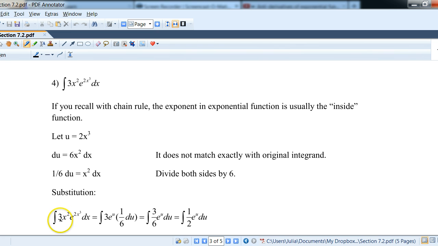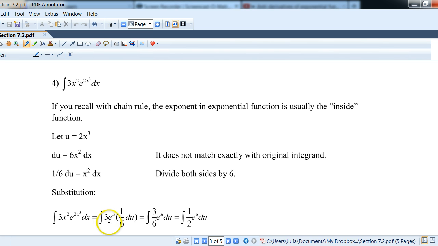The 3 we keep, that's our constant. The x squared, that's actually our 1/6. So notice sometimes I put 1/6 right next to the 3, which would have made sense. But again, because x squared times dx was 1/6 du, that's how we perform this substitution right here.